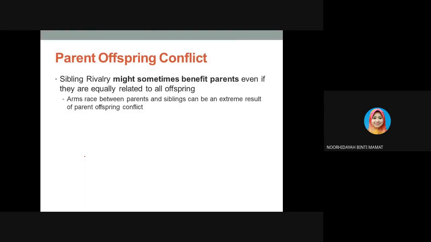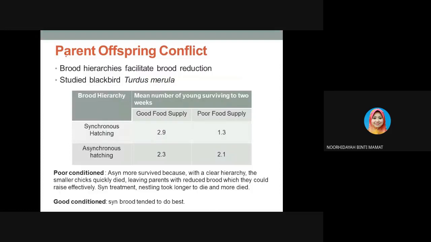So, in parent-offspring conflict, sibling rivalry might sometimes benefit parents, even though we know normally the younger one will be killed or will starve. But sibling rivalry might sometimes give benefits to the parents, even if they are equally related to all offspring. For example, here we talk about the arms race. The arms race between the parents and siblings can be an extreme result of parent-offspring conflict, so we will look into it.